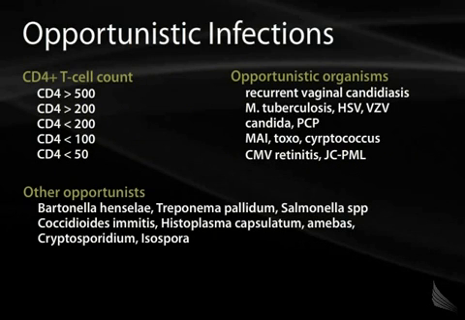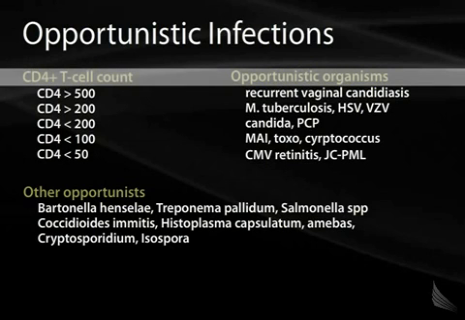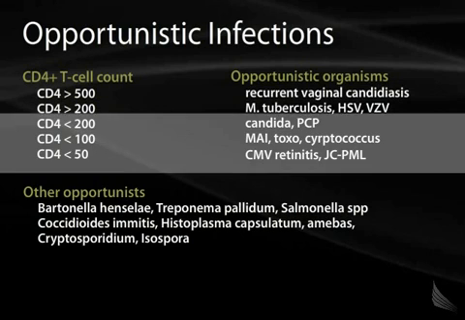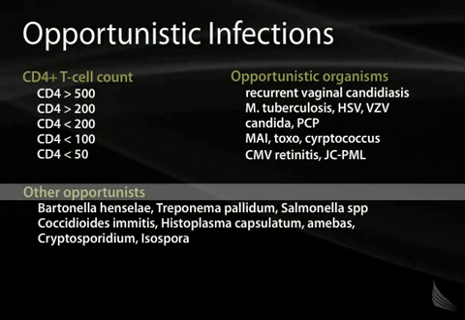This slide is important because it lists the opportunistic organisms that happen at each CD4 level. So you should be familiar with what happens with your CD4 count as it gets less than 500, greater than 500, greater than 200, and then less than 200, 150. CMV retinitis is the hallmark as you get CD4 counts less than 50. Other opportunistic infections are listed, and they're less commonly encountered.